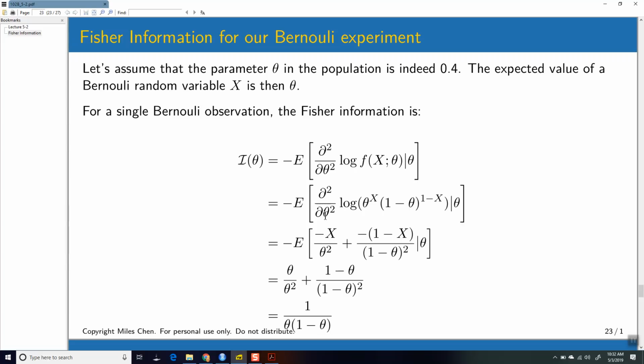And then the second derivative, I skipped a couple steps here, but you're going to get this. And when you take the negative expectation of this, okay, for x, the expected value is going to be theta, for our Bernoulli thing. So we'll just plug in theta here, and so we get theta and 1 minus theta over here, the negative expectation. And if we simplify that, we get 1 over theta times 1 minus theta.